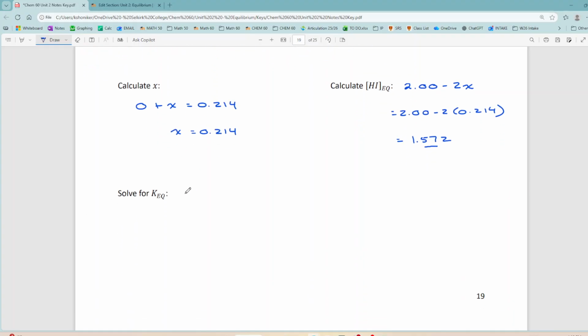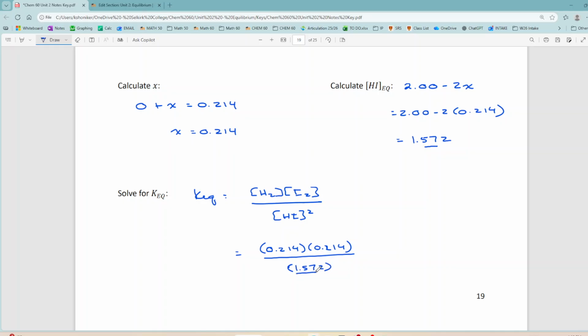The last thing they've asked me for is KEQ. So my expression for KEQ is going to be hydrogen times iodine divided by HI squared. So my concentration of hydrogen is 0.214. Concentration of iodine at equilibrium is 0.214. And then my concentration of HI at equilibrium is 1.572, but keeping track of my sig figs, and that value gets squared.